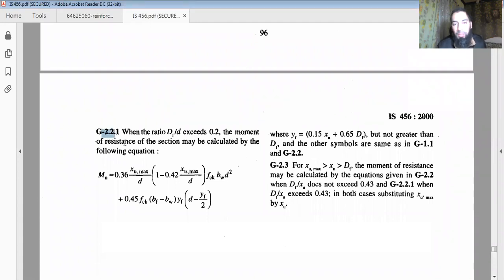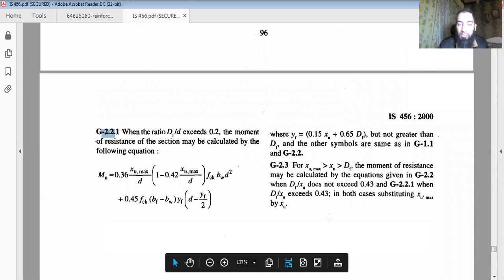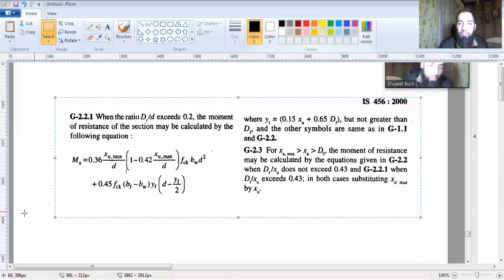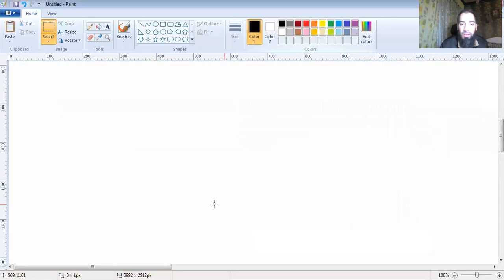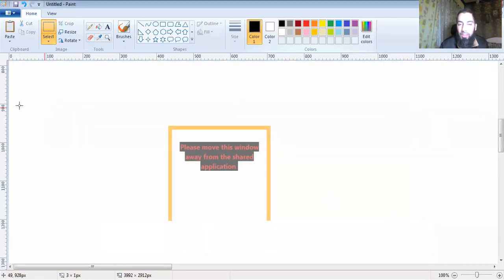and the second clause is that you can take from the second one, this Df by d exceeding 0.2, when your Df by xu exceeds 0.43. In both cases, substituting xu max by xu. So this equation would be used जब हम limiting moments इसमें निकालते हैं. So how would you now go for design here of a T beam?